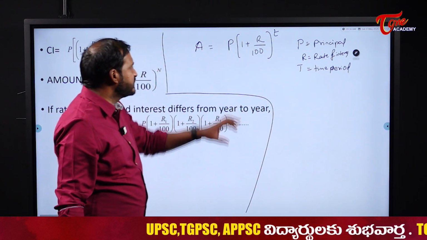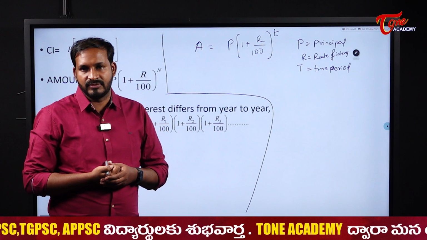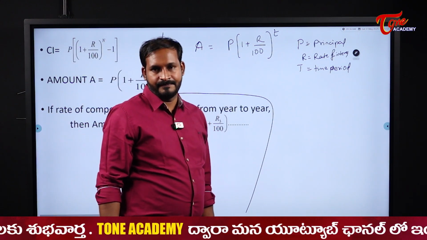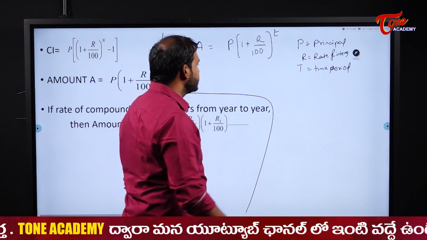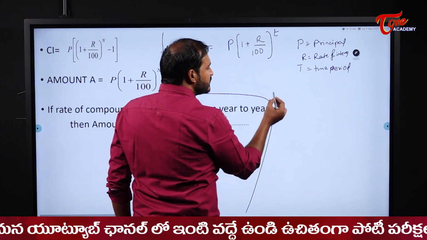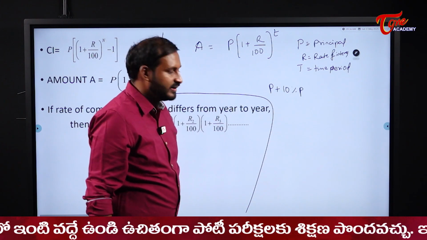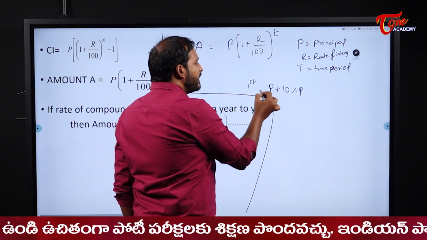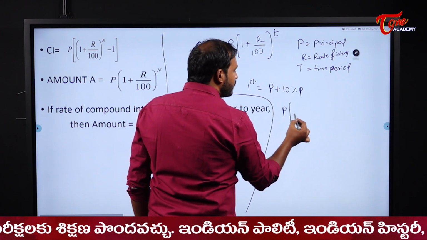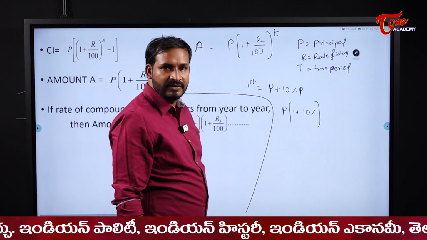Now, sir, how was this formula derived? See students, actually this formula was derived from the successive concept only. Please observe carefully. If a value increases by 10% every time, how will you write it? P plus 10% of P, right? In the first increment, what does it become? P plus 10% of P. So what can you write? P into (1 plus 10%), right? After the first increment, it will become this much.